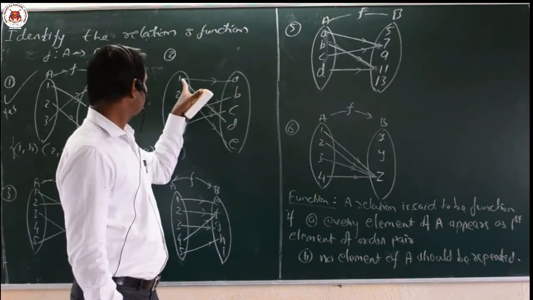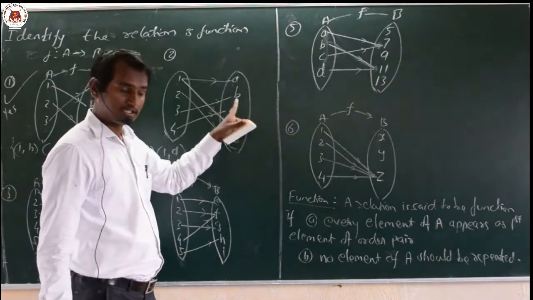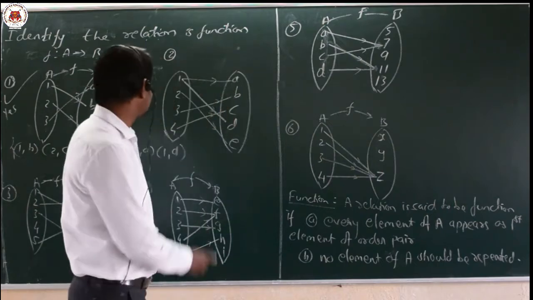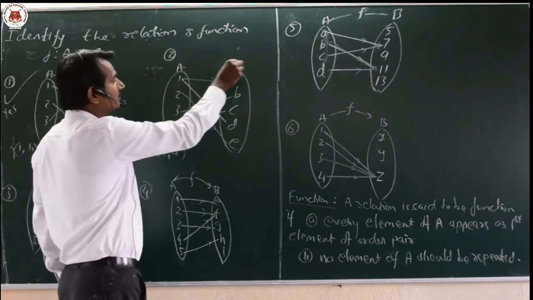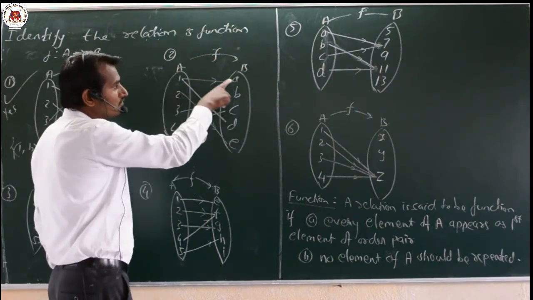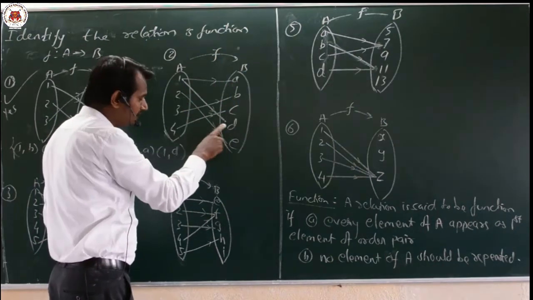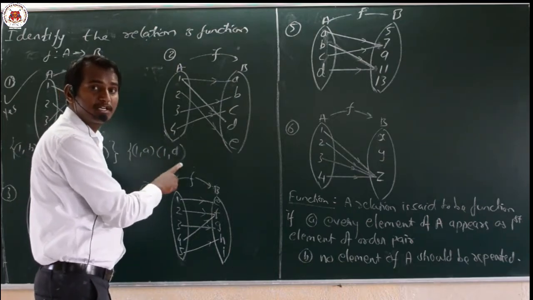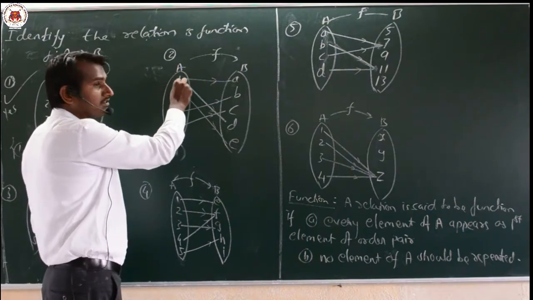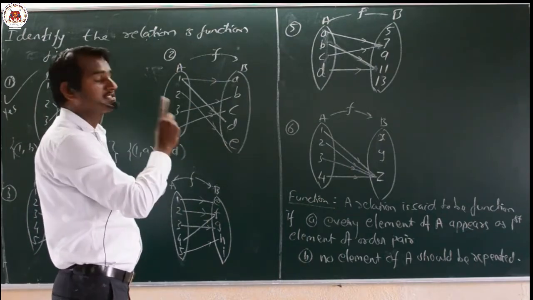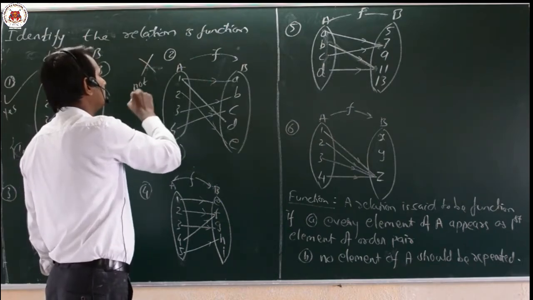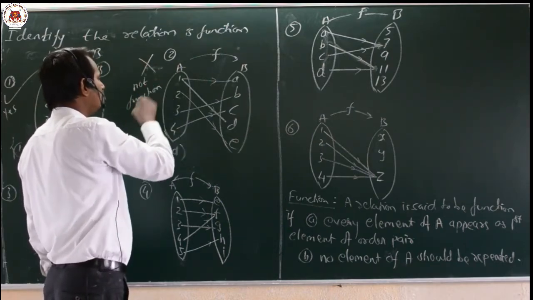That is right here. Every element is related to something, but no element of A should be repeated. We can observe that the element 1 of the set A is repeated here: 1 comma A and 1 comma D. No element of A should be repeated. Therefore, it is not a function.